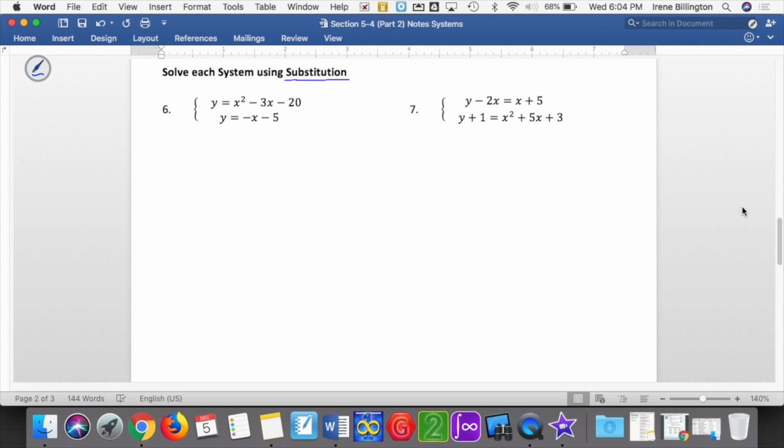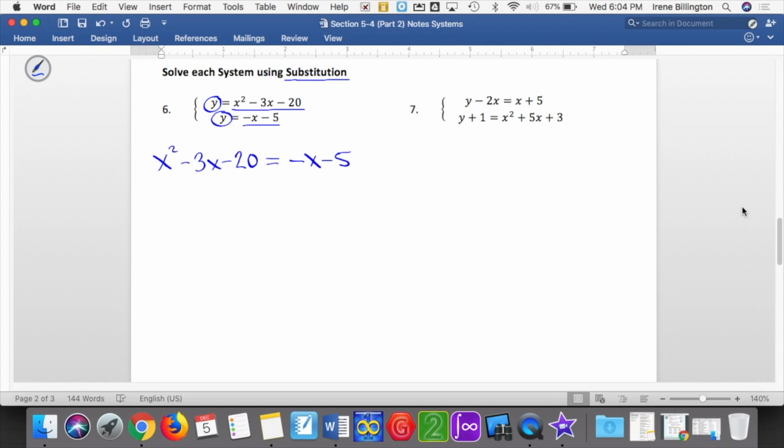You'll notice that both of these equations are set equal to y, which means if the left side of each equation is y, then the right side of each equation must be equal to each other. Because if y equals x squared minus 3x minus 20, and y is equal to negative x minus 5, then x squared minus 3x minus 20 must be equal to negative x minus 5. Now this is a quadratic equation that we can solve.